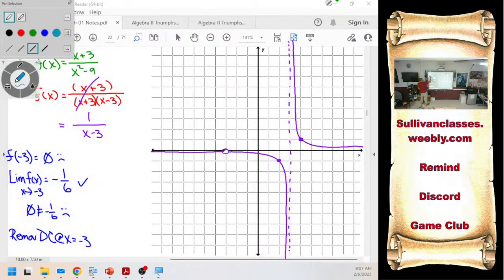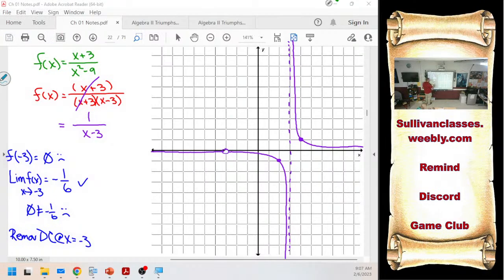How's about over at positive 3? Plug 3 into, remember, the original, not the new one, not the simplified version. Plug 3 into the original. What happens? Divide by 0. Thou shalt not. So we have already failed the first test. Limit.